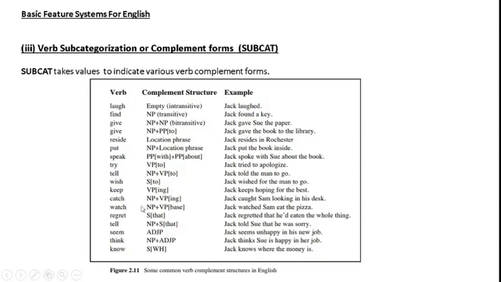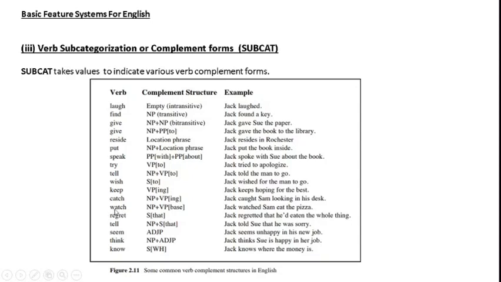If you go through this table, every verb complement is shown in some format, right? So this subcat feature again uses this type of complement structure format as its values. Let us take another example. We will see the case of the verb watch.